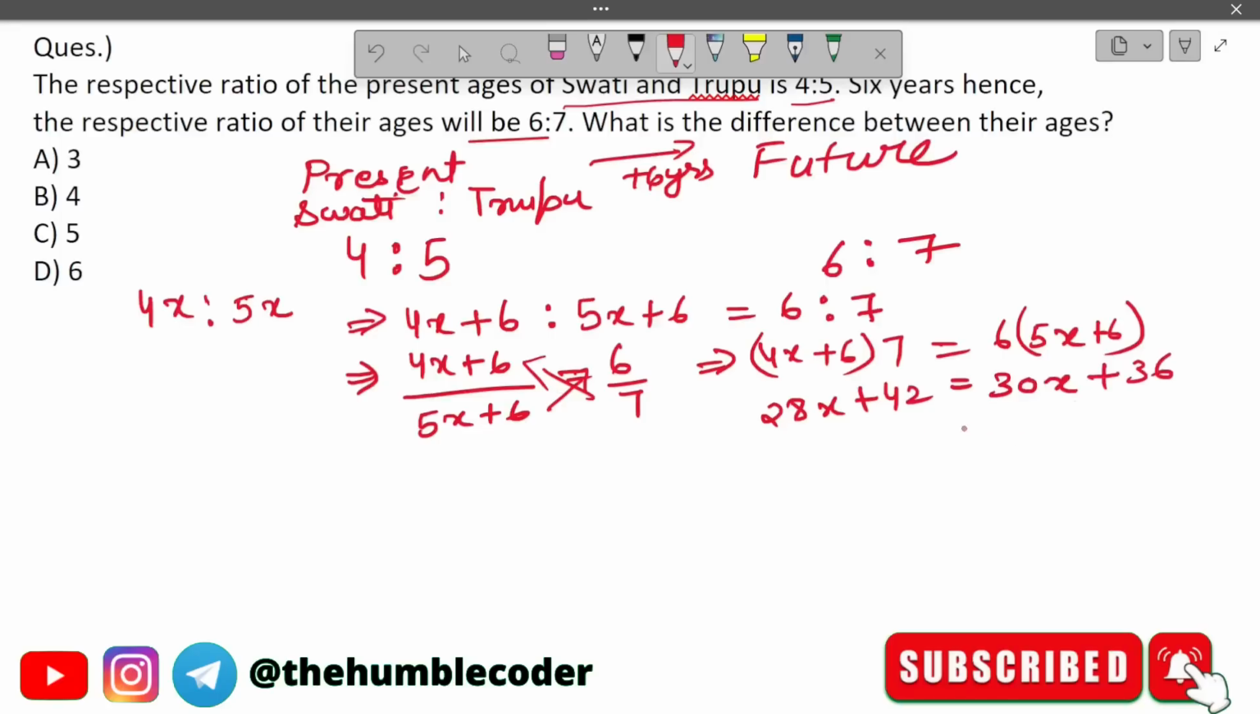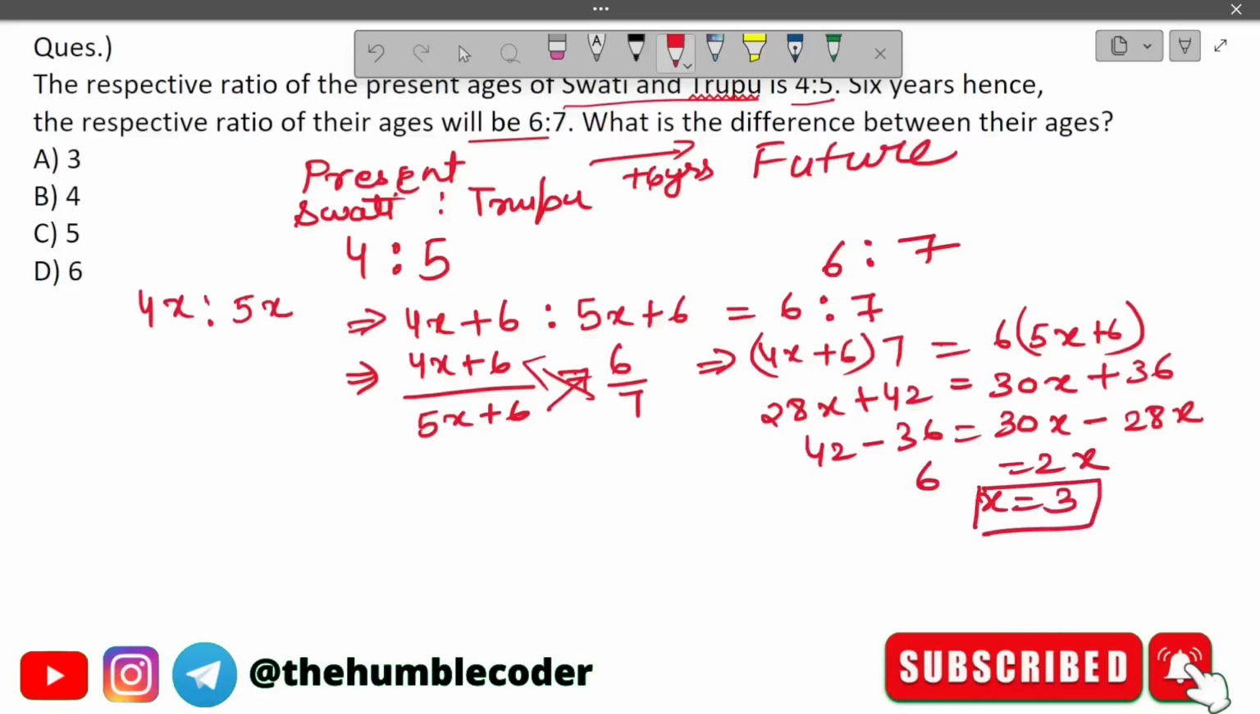Okay, so 30x minus 28x, which is going to be 2x, and then on this side 42 minus 36 is how much? 4 plus 2, 6. Okay, so in this way we will get the x value as 3. But this is not our answer.